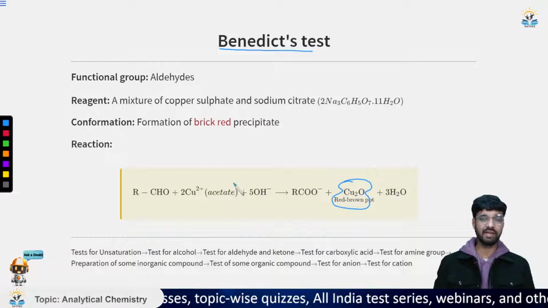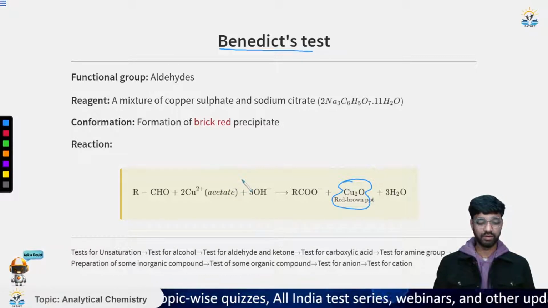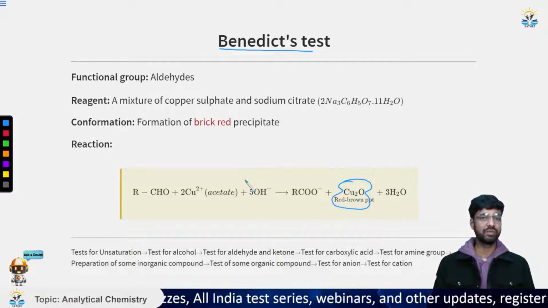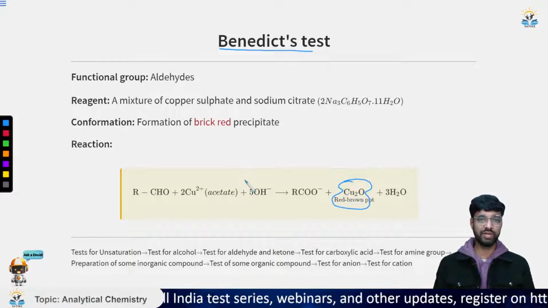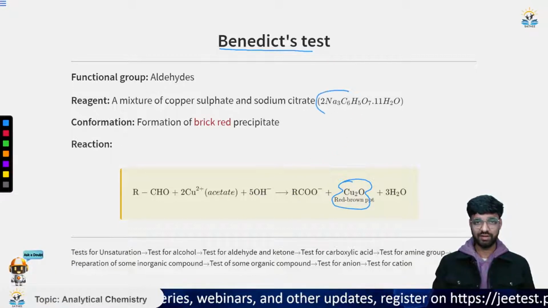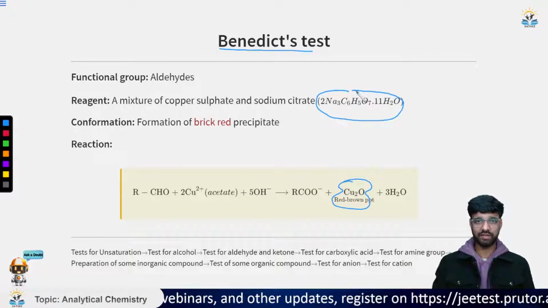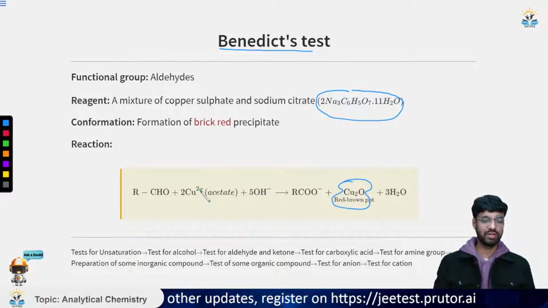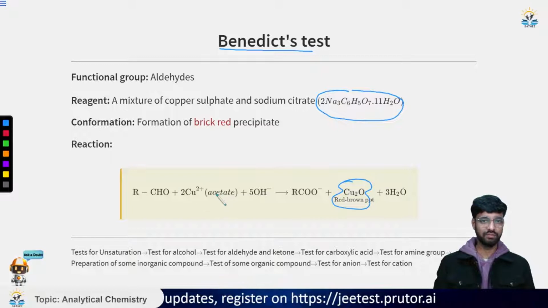Benedict's test is a modified version of Fehling's test, and it is much more appropriate, in which we do not have to take 2 solutions. We will take only 1 solution here, that will be a complex of sodium. So it looks like this. This is a complex of copper, which looks like this.